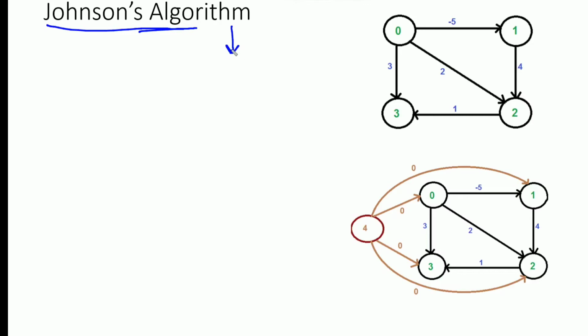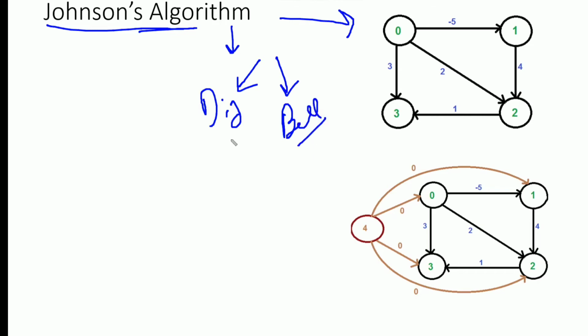In my previous video, I've already discussed Bellman-Ford and Dijkstra, which are single source shortest path algorithms. So suppose this is a graph and we want to find all pair shortest path. We have two algorithms for single source shortest path, that is Bellman-Ford and Dijkstra.